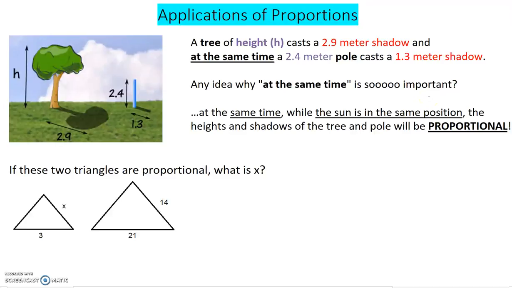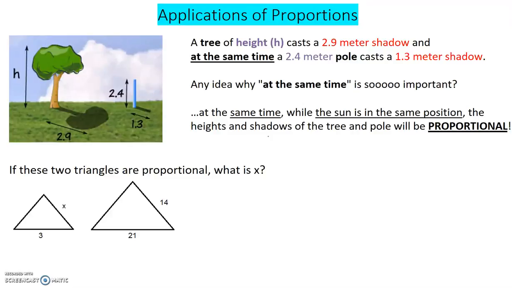In order to make sure your measurements, like the 2.9 and the 1.3 meter shadow, are correct and logical, you have to do this measurement when the sun is in the same position. This will allow you to have measurements, the heights and the shadows, that are actually proportional to each other, okay? So that's where that prep work comes into play. You need to make sure that is correct.